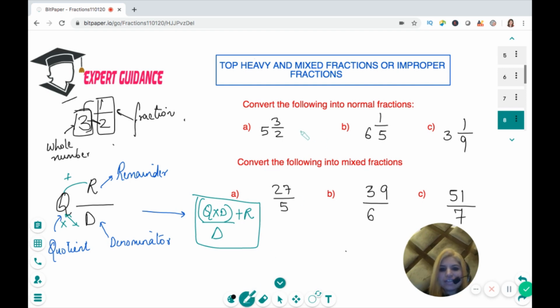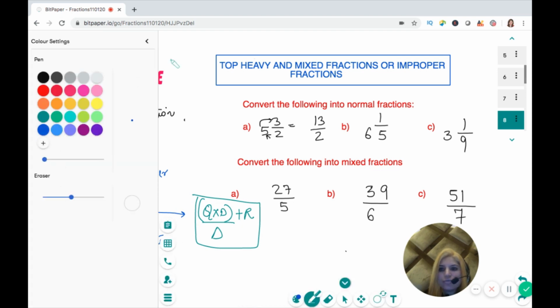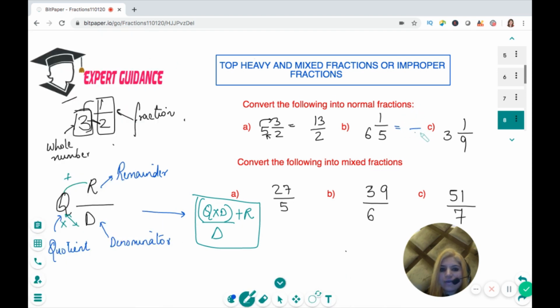Now let's try this question. This is 5 3/2. So the denominator remains the same, which is 2. You do 5 times 2, which is 10, add 3, which is 13, that becomes 13 over 2. Let's do another example. 6 1/5. So you make the denominator the same, which is 5. Do 6 times 5, which is 30, add 1, so that is 31 over 5. Now 3 1/9, so 9 is the denominator. 9 times 3 is 27, add 1, 28 over 9. Okay, so I hope this first thing is clear to you.